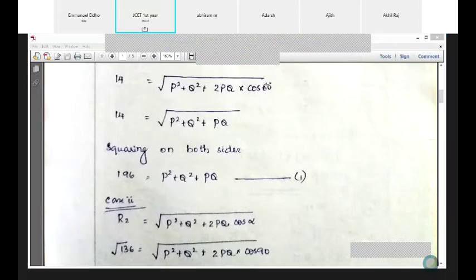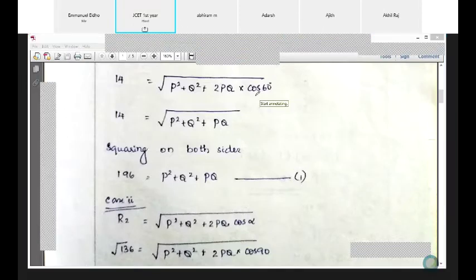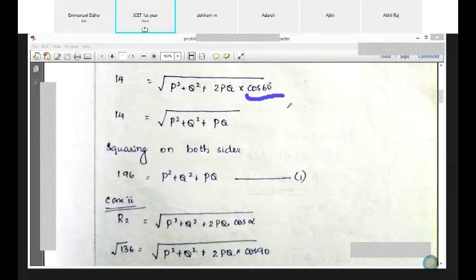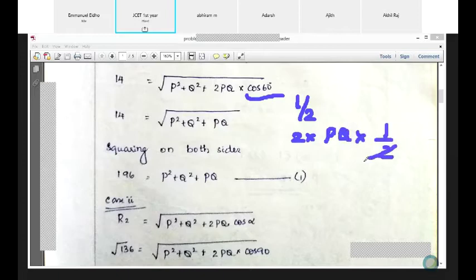Here cos 60 is 1 by 2. So 2 into PQ into 1 by 2, the 2's are cancelled, leaving the PQ term. So the equation becomes 14 is equal to square root of P square plus Q square plus PQ.